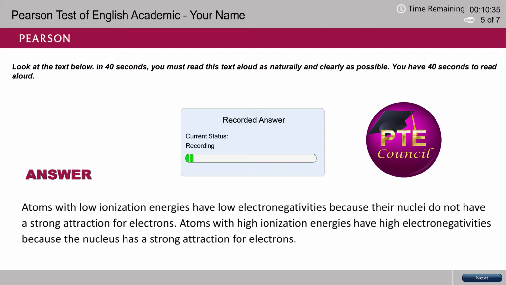Atoms with low ionization energies have low electronegativities because their nuclei do not have a strong attraction for electrons. Atoms with high ionization energies have high electronegativities because the nucleus has a strong attraction for electrons.